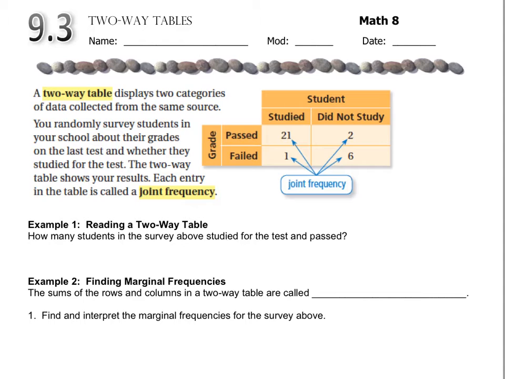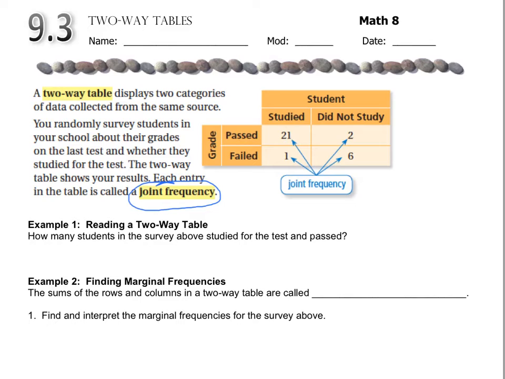The first vocabulary we want to talk about is joint frequency. Each of the little numbers in each of these little categories are the joint frequencies. When we read a two-way table, what we want to think about is how we find the point that answers both parts. There's usually two parts to the question.